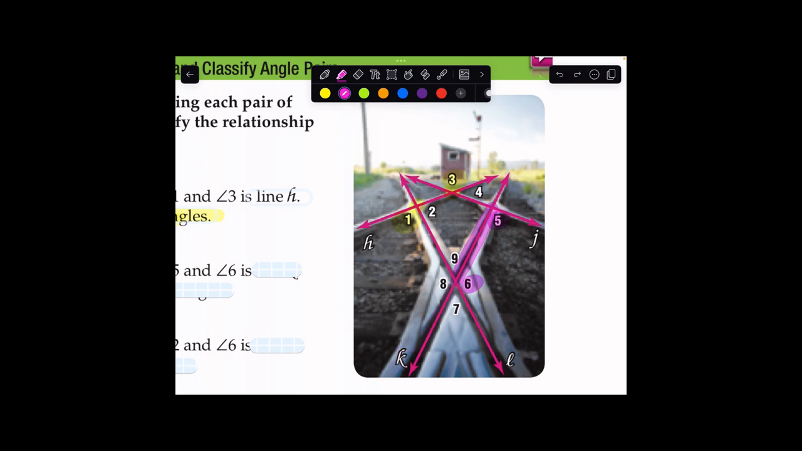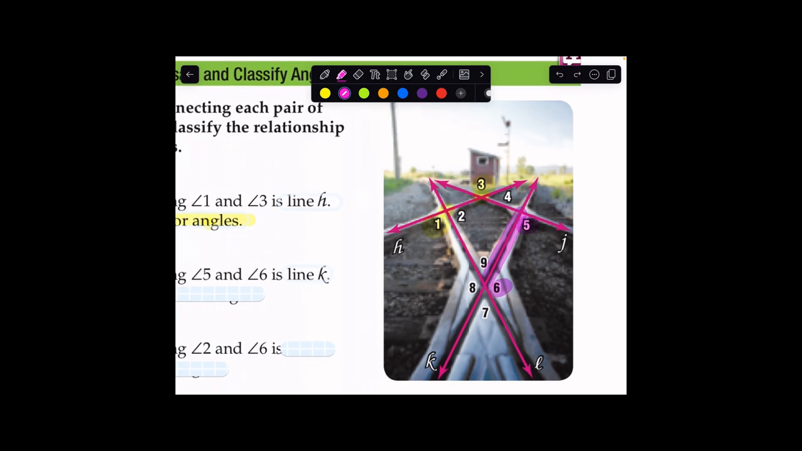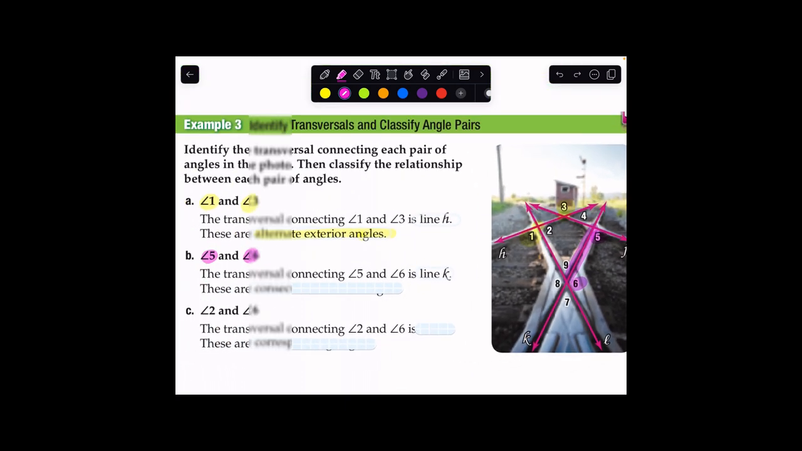So the transversal for angles 5 and 6 is line K, which means angles 5 and 6 are on the same side of the transversal. And looking at the other lines, that would be J and L there. They're between those lines, so they are in the interior space. So 5 and 6 are same side interior or consecutive interior angles.